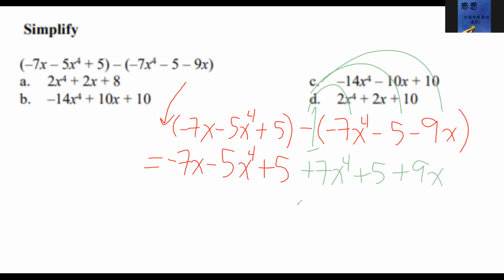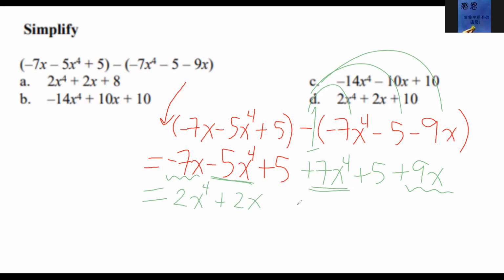Now gather your like terms. Remember, we can add and subtract like terms. It's customary to go in decreasing order of exponents. So I'm going to deal with the x to the 4 terms first. So negative 5x to the 4 plus 7x to the 4 is 2x to the 4. And what else? Do I have any other terms? Yes, I have the negative 7x can be combined with this positive 9x. That gives me 2x, right?